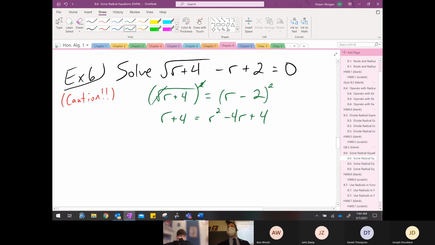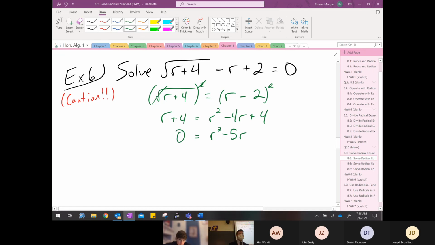We ought to be able to FOIL in our heads. We ought to be able to do that at this point. Be able to square a binomial in your head. Remember the shortcut for that is square the first term, square the last term, and then double the product of those two terms. Okay? Subtracting r from both sides, we get minus 5r. Subtracting 4 from both sides, the 4's cancel out.